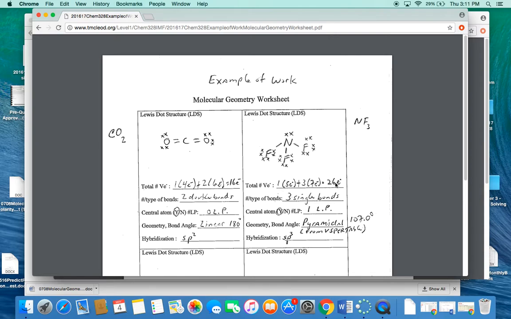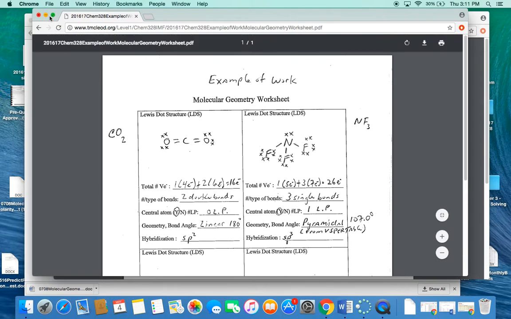Total number of valence electrons, 26 electrons, again showing work. We try single bonds, and what we get is we have 1 lone pair. That works. So the number and types of bonds is 3 single bonds. Is there a central atom? Yes. Circle yes. If you want, you can put the N there. And 1 lone pair. If there are no central atoms, you just write N/A on the line, and you know it's linear, no matter what the type of bond is. So now we have 3 single bonds, 1 lone pair.